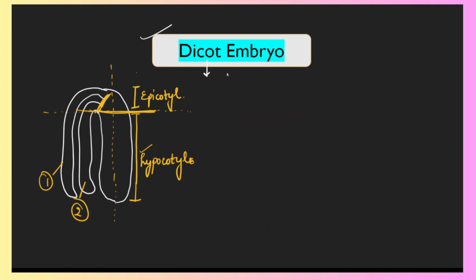Hypocotyle first. Hypocotyle, that is the below. Hypocotyle will form the radicle part, and radicle will form the root cap. Okay, so hypocotyle will form the radicle. Here the radicle is present, and radicle is the part that forms the roots.